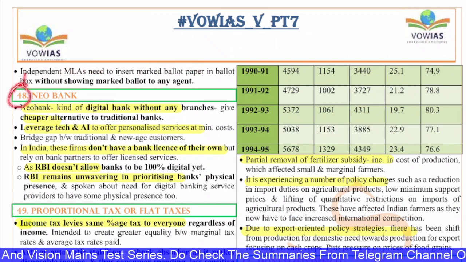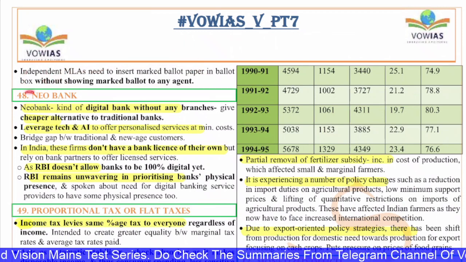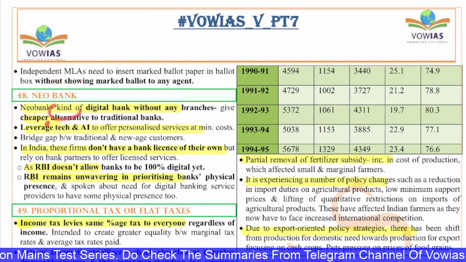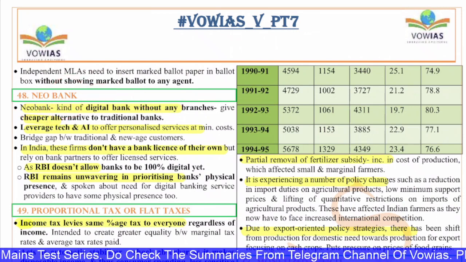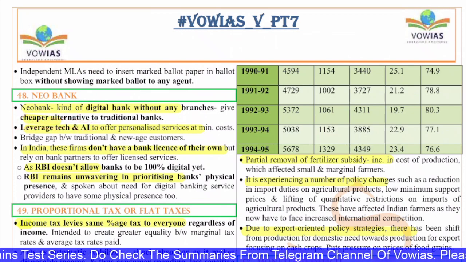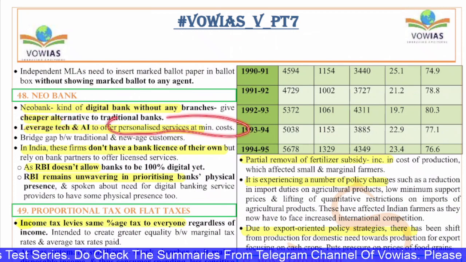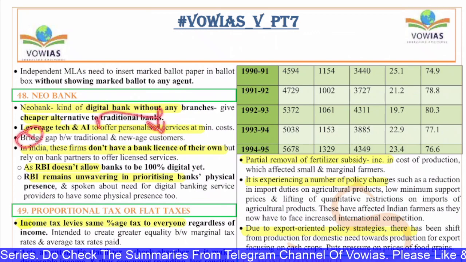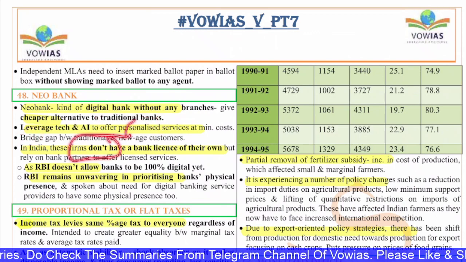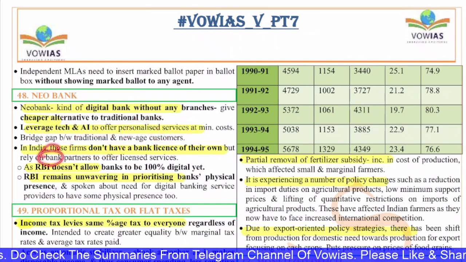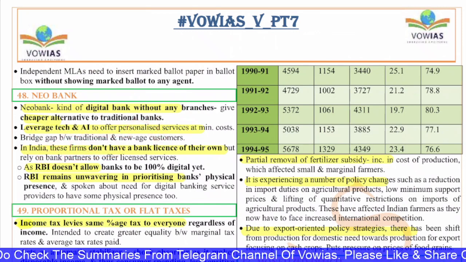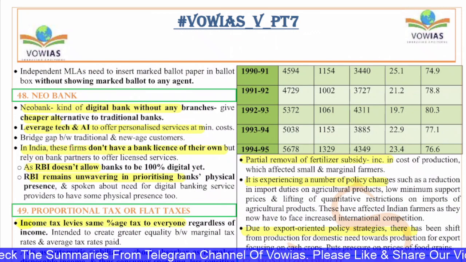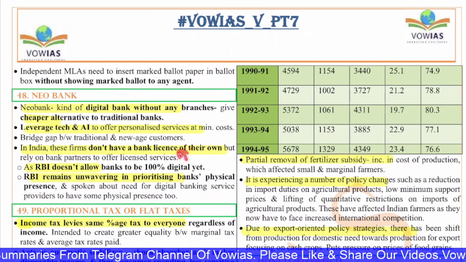Next, the 48th question is on neobank. This is a new concept. A neobank is a kind of digital bank without any branches and gives a cheaper alternative to traditional banks. They leverage technology and AI to offer personalized services at minimum cost. They bridge the gap between traditional and new-age customers. In India, these firms don't have a bank license of their own, but they rely on bank partners to offer licensed services, as RBI doesn't allow banks to be 100% digital yet. So they rely on the banking partners.